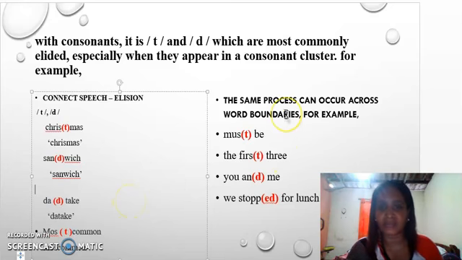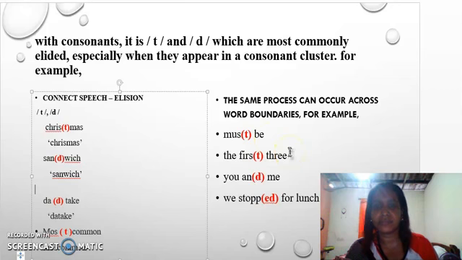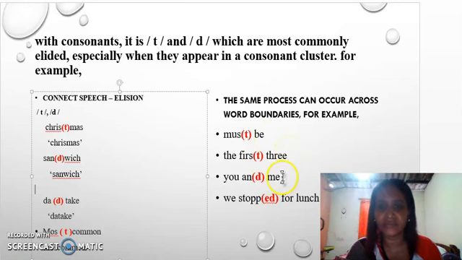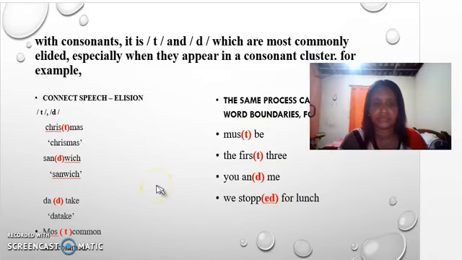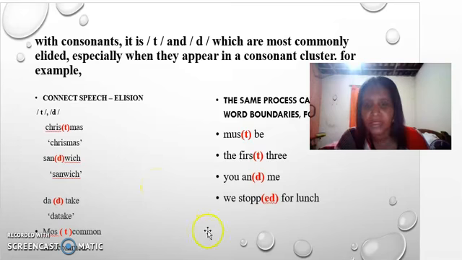Another example, the same process can occur across word boundaries. For example, "must be", the first three, "you and me". Another example is "stop for lunch".